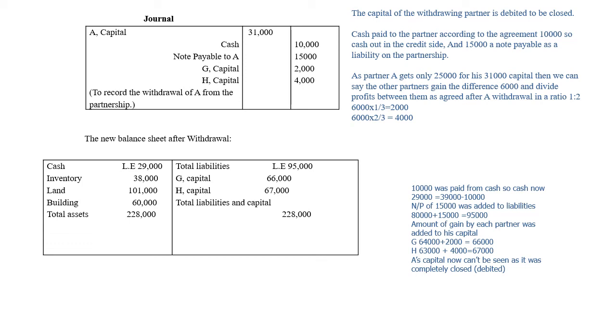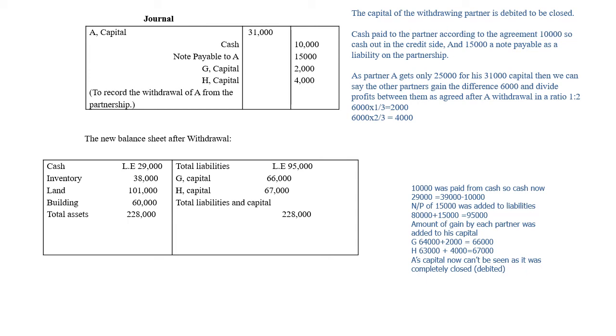So their capital is credited by the difference. This 6,000 will be divided between them in a ratio of 1 to 2 because the exercise said that G and H will distribute any profits or losses between them in a ratio of 1 to 2 after the withdrawal of the partner A. The difference 6,000 multiplied by 1 over 3. Why 3? You add 1 plus 2, it's 3. 1 over 3 multiplied by 6,000, you get 2,000. That's the part that will be added to the capital of G. 6,000 times 2 over 3, 4,000. That's the part that will be added to the capital of H.